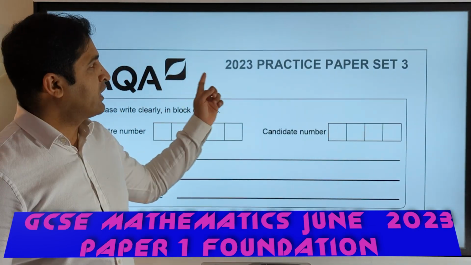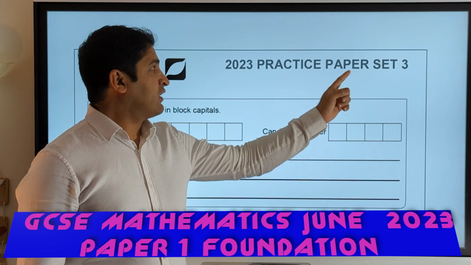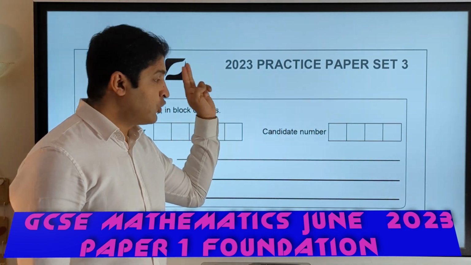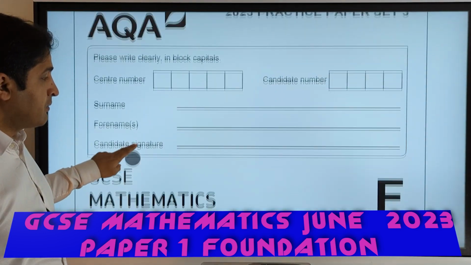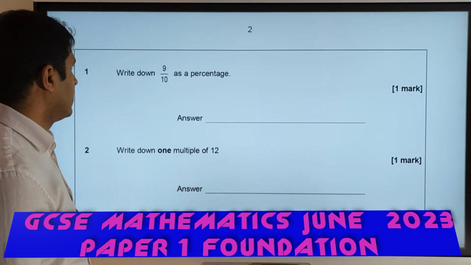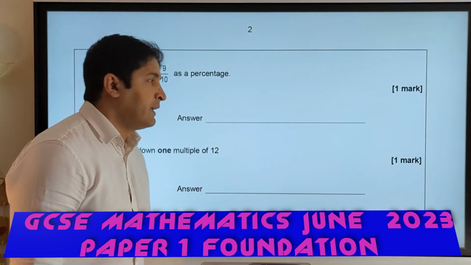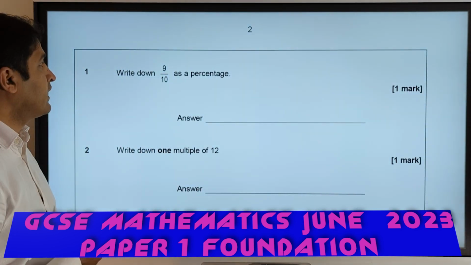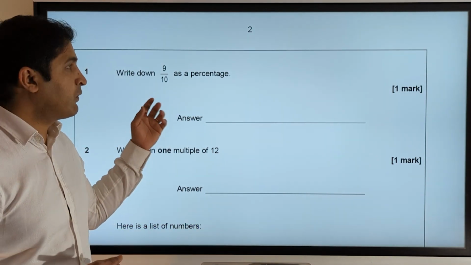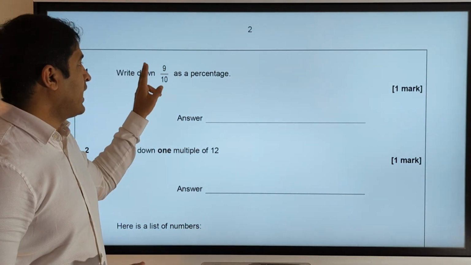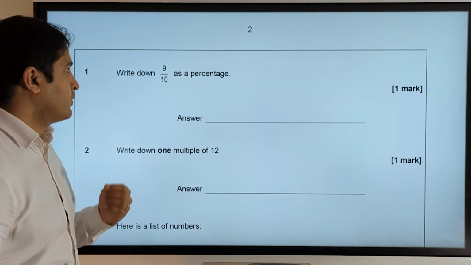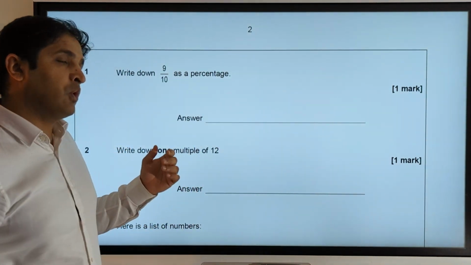Today we're going to be looking at practice paper set 3, June 2023, and this is paper 1 foundation. So let's get started without delay. First question, 9/10 as a percentage. So we're looking to write 9/10 as a percentage. So first let's change 9/10 into a decimal.